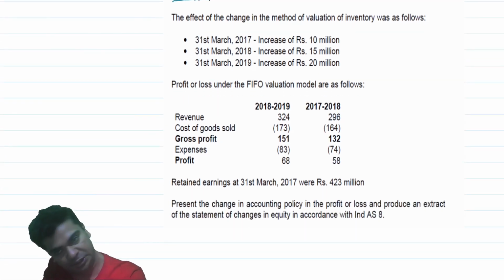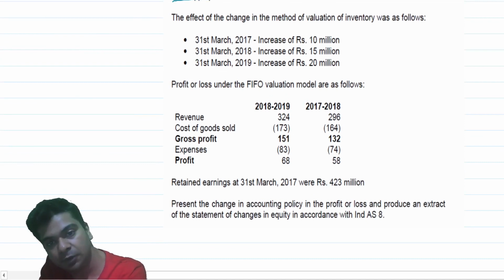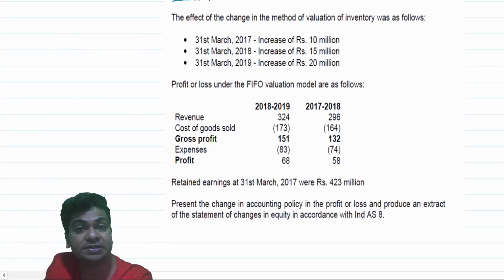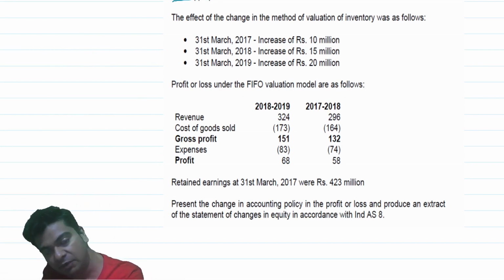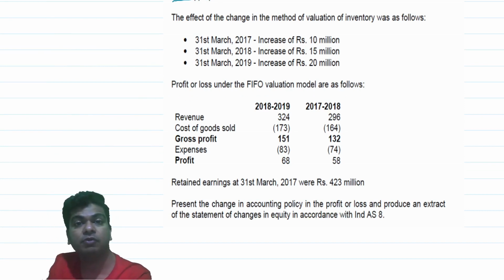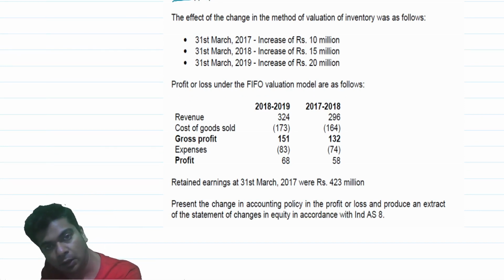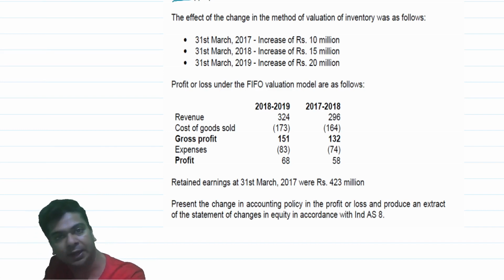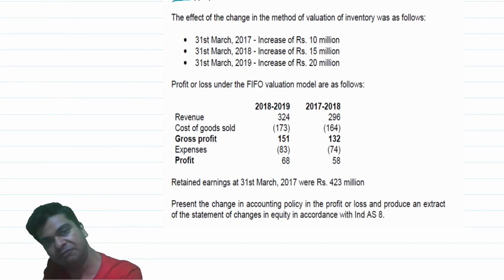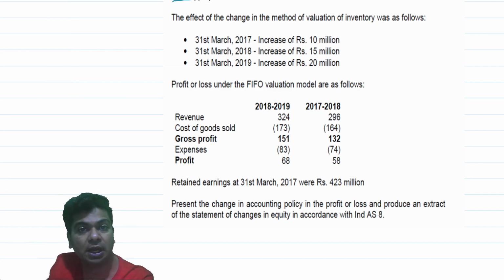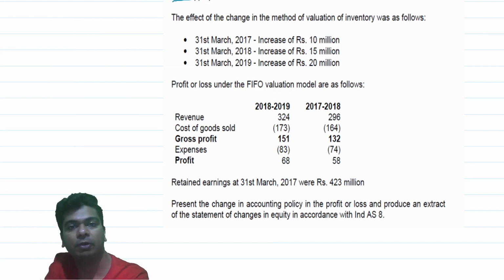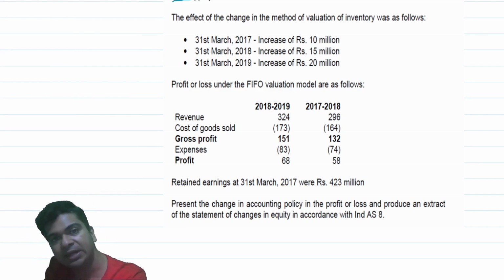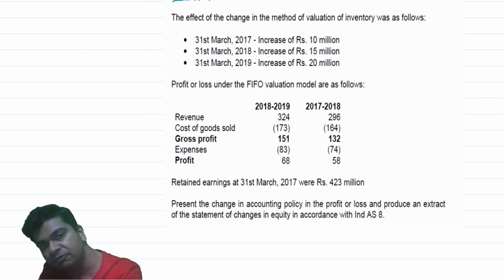The effect of the change in the method of valuation of inventory was as follows. We know if you are changing an accounting policy, its effect has to be given retrospectively. Hence, I will be following the new accounting policy as if it had been followed right from the very beginning. Certain change in the accounting policy will be for the current year that I have to capture in the current year figures. Some effect will relate to the previous year, which should be captured in the comparative information, and the balance change will be for the years before the previous year.